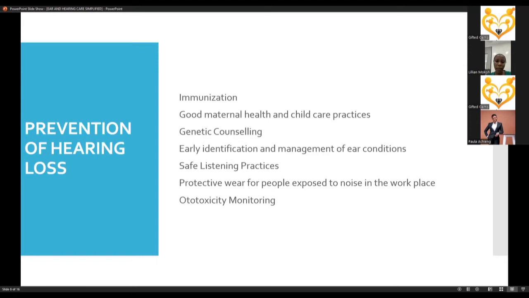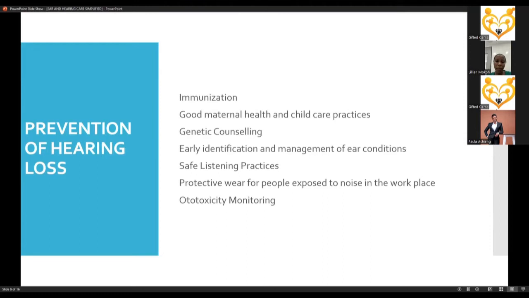A use of safe listening practices, so avoiding using earphones for very long hours, or using earphones at very high loud volumes, or exposing your ears to extremely loud sounds that can be damaging to your ears. You should protect yourself from that. If you're working in a place that has very loud noise, or in a place that has chemicals that can affect your hearing, then you should wear protective gear.